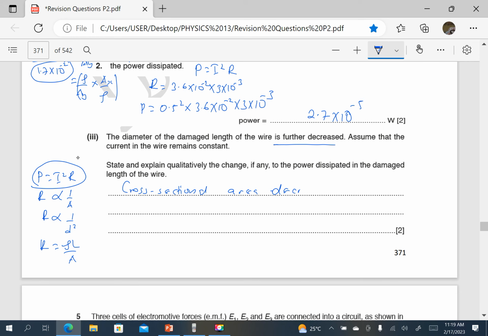The cross-sectional area decreases when the diameter is decreased, so resistance increases. And from power equals I squared R, the power increases. The power increases. As simple as that.